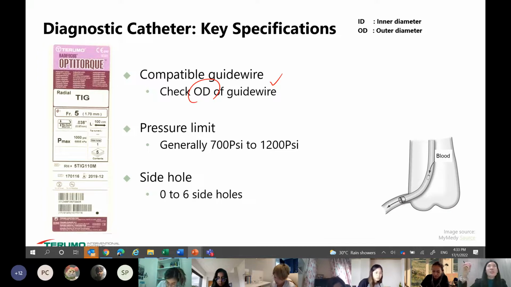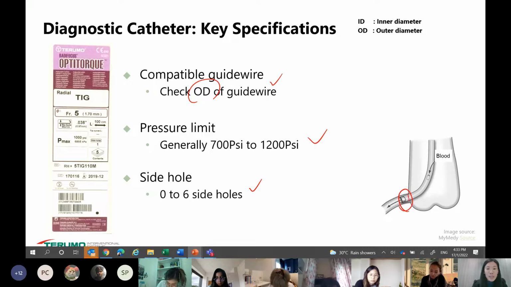Again, your guide wire goes into your guiding catheter, so the OD of the guide wire is compatible with the inner diameter of your diagnostic catheter. Pressure limit you need to know, because you need to inject your contrast agent. And some devices have side holes, because some ostium may be quite tight.